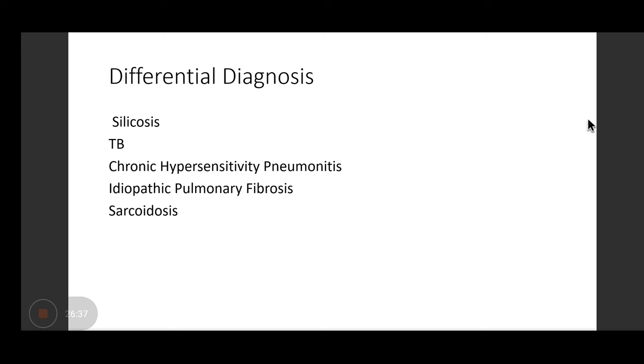Okay, and in X-ray finding, lymph nodes are involved, and on bronchoscopic biopsy of bronchial submucosa, it can show non-caseating granulomas in case of sarcoidosis. So the differentials were silicosis, TB, hypersensitivity pneumonitis, idiopathic pulmonary fibrosis, and sarcoidosis.